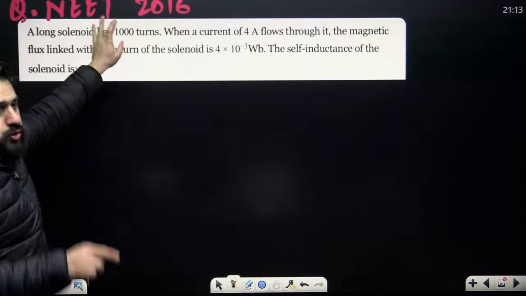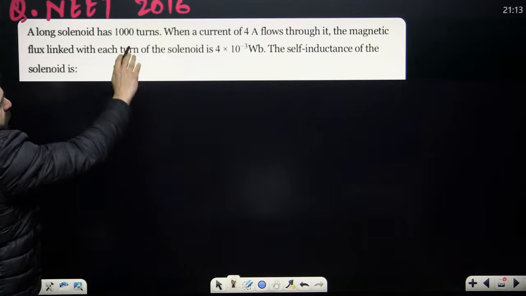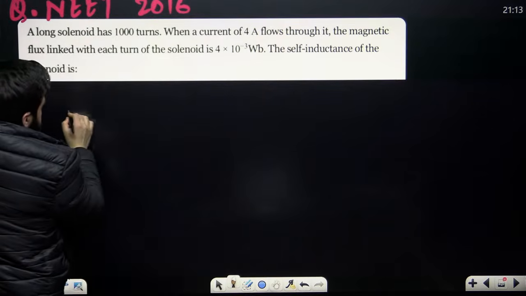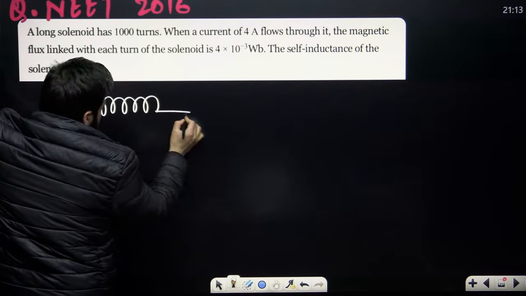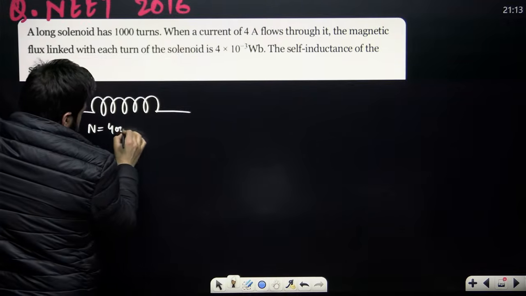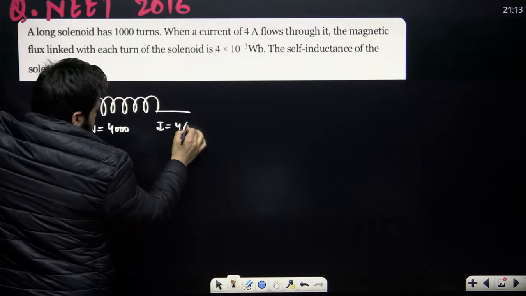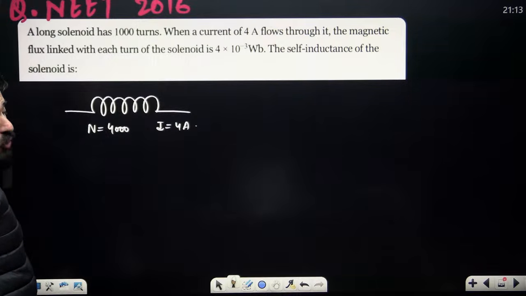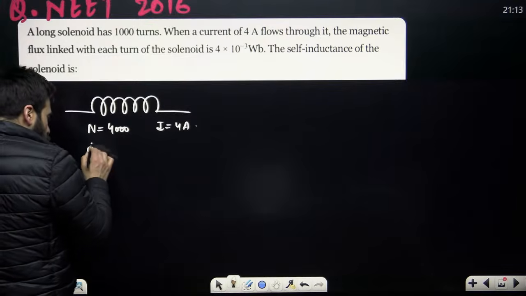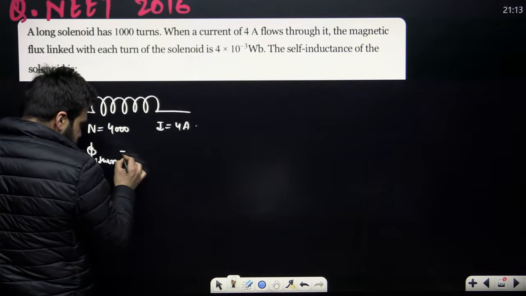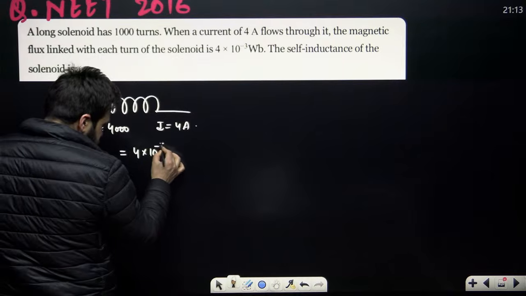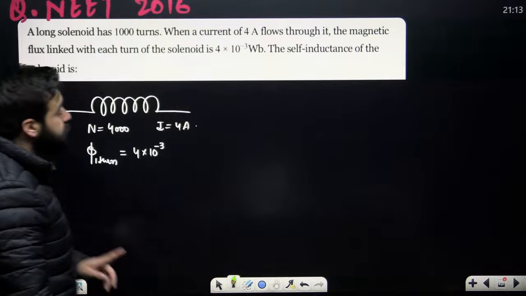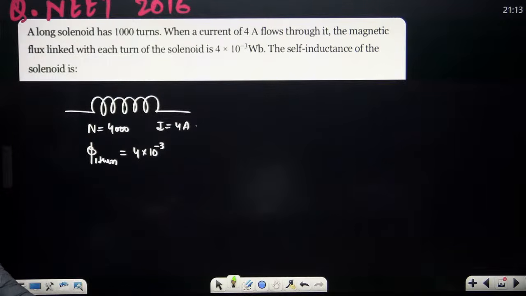This is a question from NEET 2016. A long solenoid, solenoid means this coil only, has 4000 turns. Current in the solenoid is 4 ampere. Flux linked with each turn is 4 into 10 raised to power minus 3. It says the flux through one turn, how much is the flux created through one turn? 4 into 10 raised to power minus 3. The self-inductance of the solenoid is?